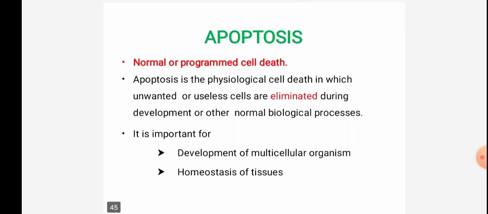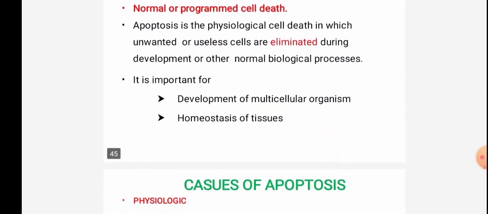The next is apoptosis. As we know, apoptosis is a programmed cell death, normal programmed cell death. Apoptosis is physiological cell death in which unwanted or useless cells are eliminated during development or normal biological processes. It is important for development of multicellular organisms and homeostasis of tissues.